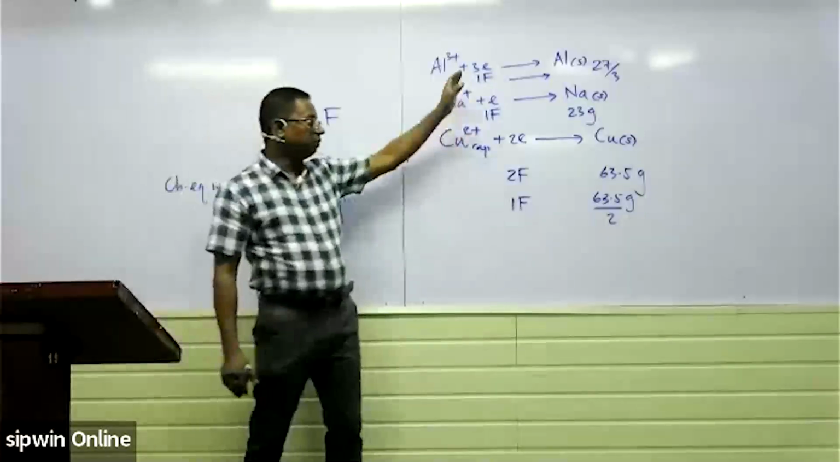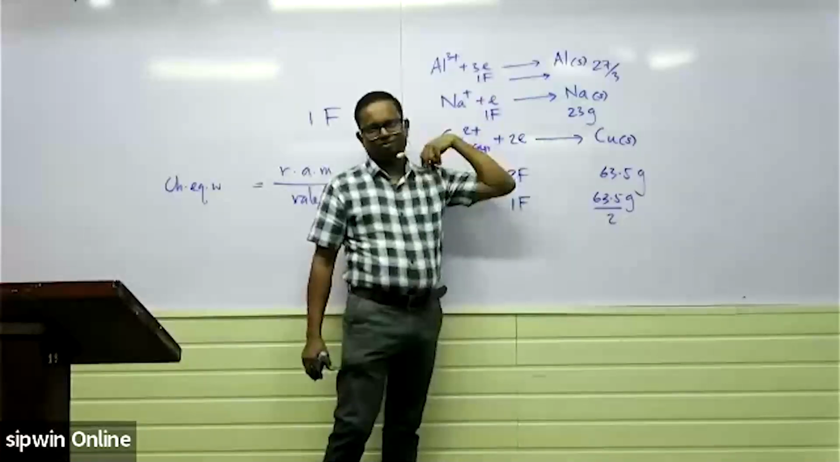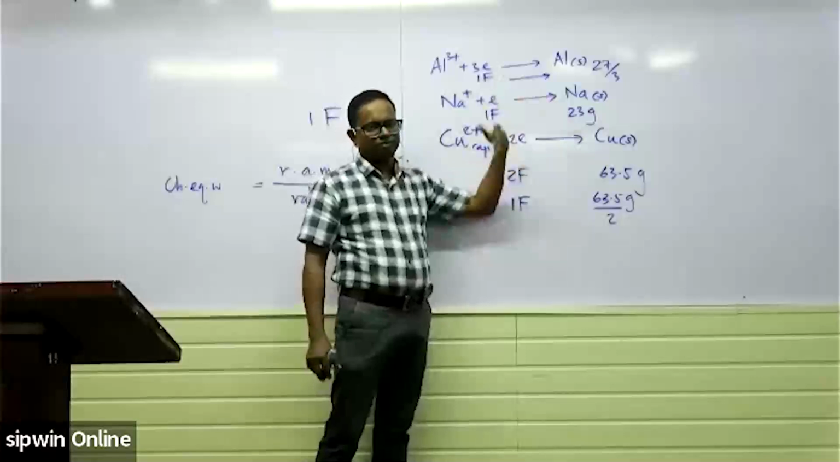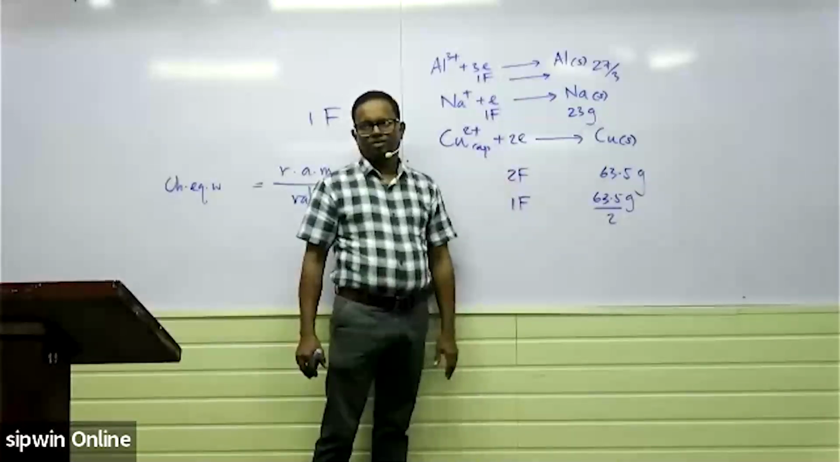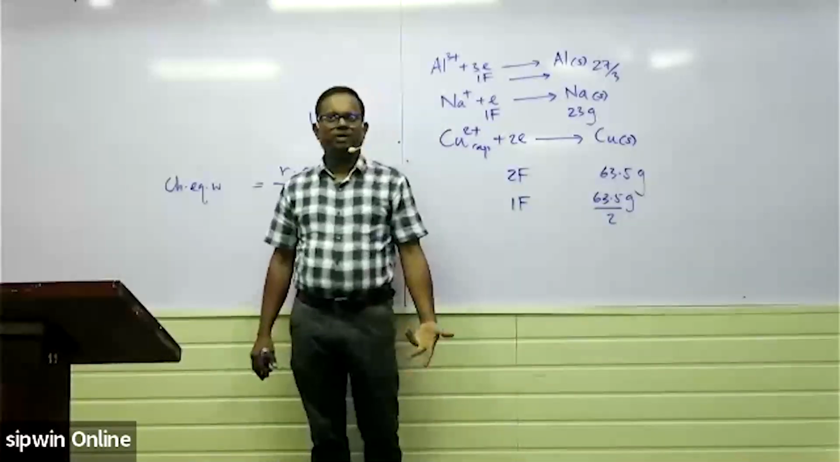If you pass 3 moles of electrons, you get 1 mole of aluminium. If you pass 1 mole of electrons, you get 1 mole of sodium. 1 mole of electrons means 1 Faraday. 3 moles of electrons, 3 Faraday.